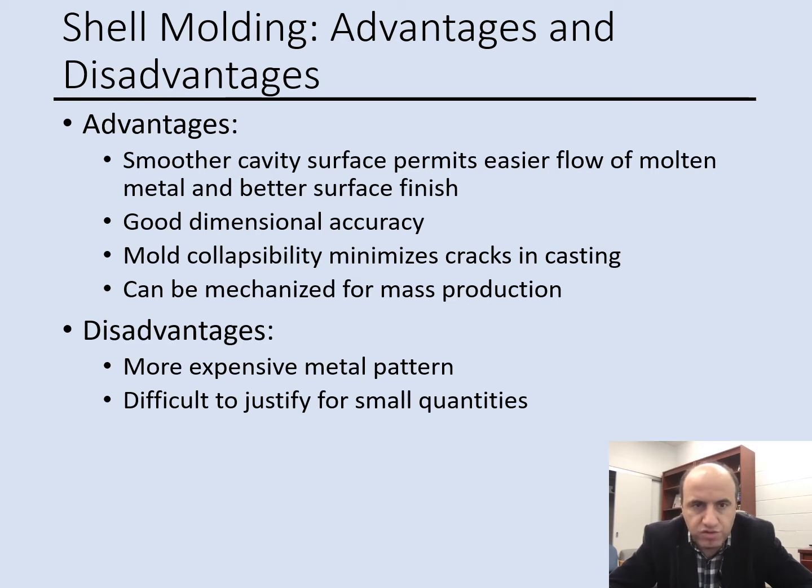The limitation with this casting process is that it's more expensive in terms of the metal pattern. The pattern in sand casting was wooden, so it's less expensive. But here, because we are using a metal pattern, it's going to be more expensive. Another problem with shell molding is that for a small quantity, it's not justified to go with this process. If you want to make a larger number, for example, 1,000 or 20,000 of the parts, then it makes sense to go with shell molding.